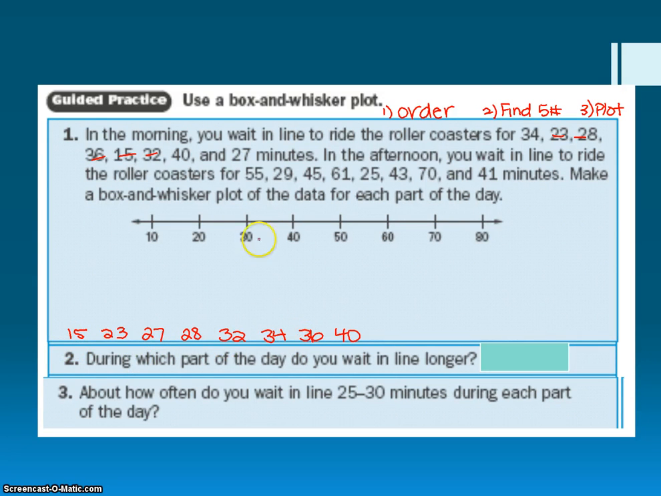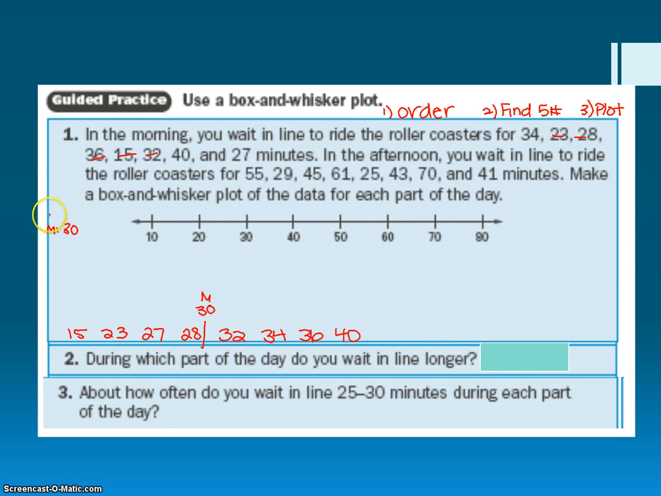Now that we ordered the data from least to greatest, make sure you have all the data. So 1, 2, 3, 4, 5, 6, 7, 8. We're going to find the median, count in, halfway between 28 and 32, which is 30. So that's the median. Again, I might want to just put that down. We are going to do 2 box and whisker plots here, the morning and the afternoon.